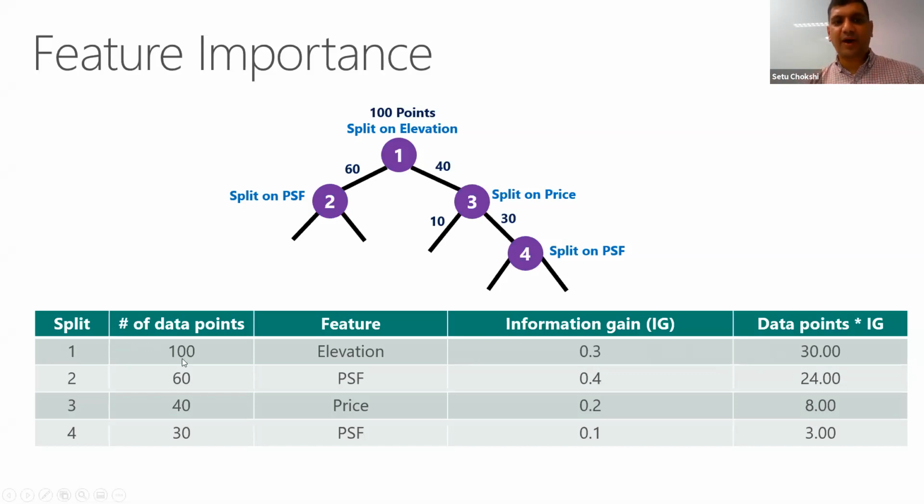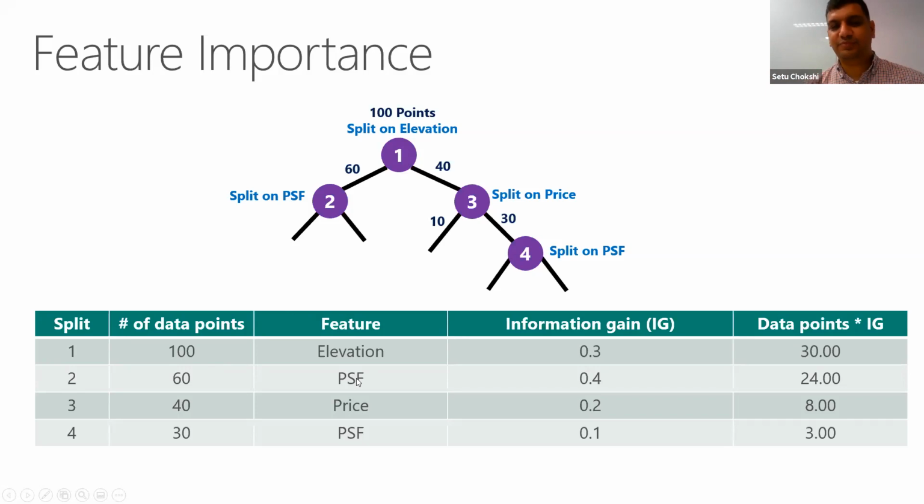Now, on node 1, I got 100 data points. My feature is elevation. My information gain, since at every point you're trying to minimize this, was 0.3. This is my weighted Gini or weighted entropy, whatever it is; we're going to talk about information gain. So my total gain at this point was 100 times 0.3, which got me to 30. I go to my second node. My second node only got 60 points, which was the split based on my elevation criteria. My left hand side only got 60 points.